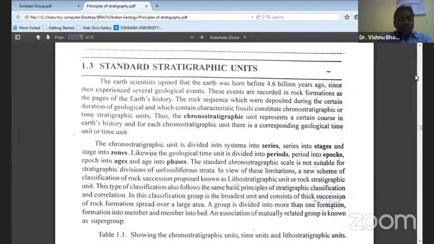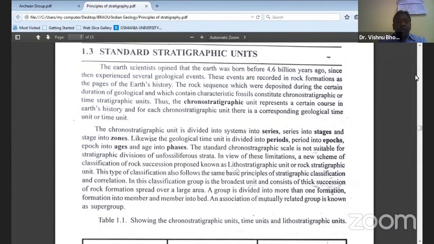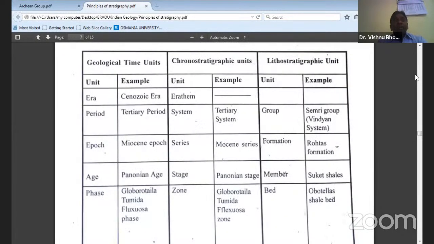And when you come to the classification that depends on the rock, it is called the lithostratigraphical classification or lithostratigraphical unit. In this case, based on the rock formations, how they were formed, we make a group, and the group is again divided into formations, formations into members, and members into beds. These all depend on the formation of a rock. And finally, when these are associated, we call that a supergroup.